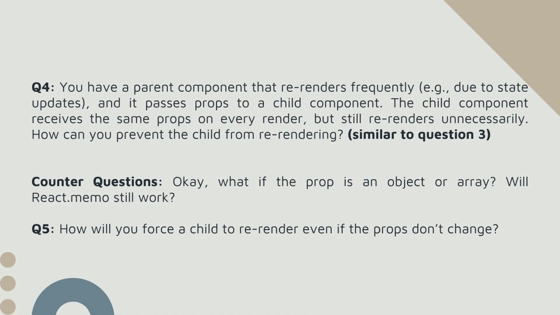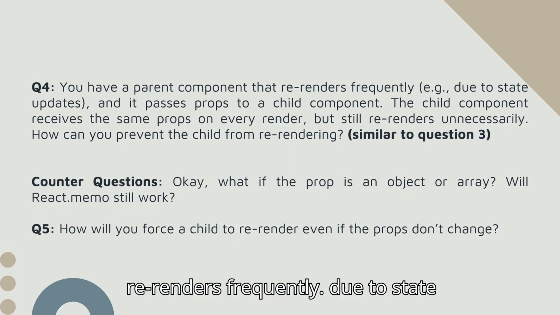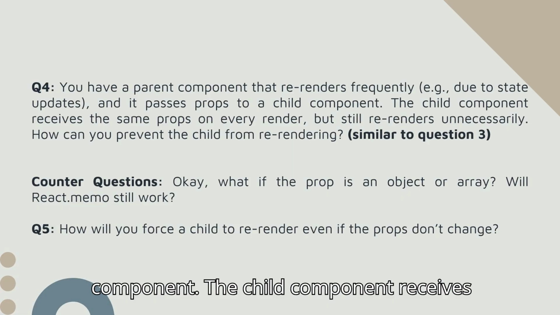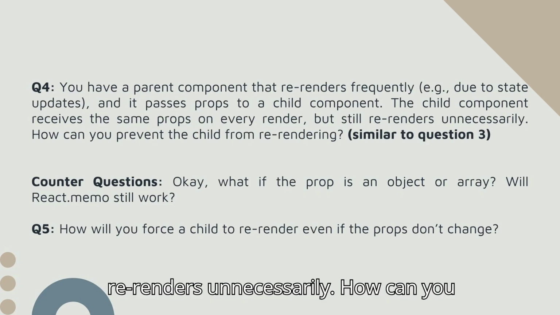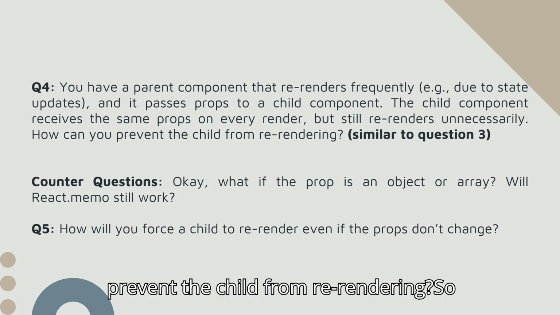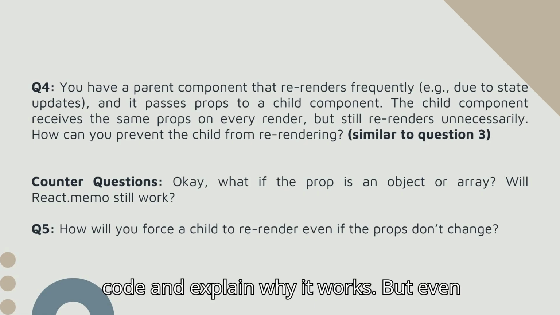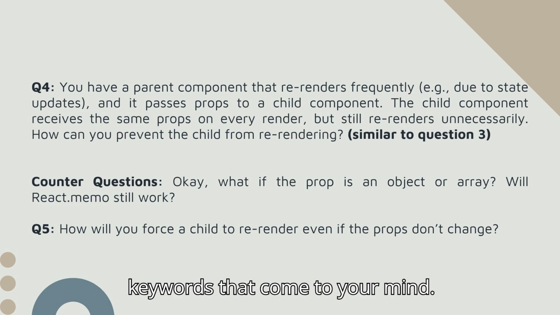It is also similar to what I asked earlier. You have a parent component that re-renders frequently, for example due to state updates, and it passes props to a child component. The child component receives the same props on every render but still re-renders unnecessarily. How can you prevent the child from re-rendering? So you can explain it conceptually, show the code, and explain why it works. But even if you don't know, just write down the keywords that come to your mind.